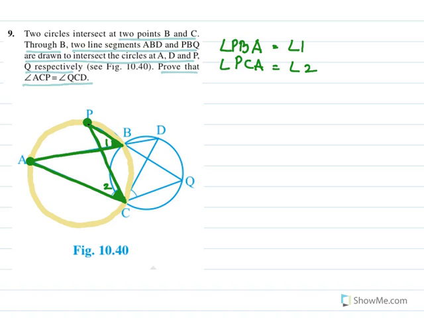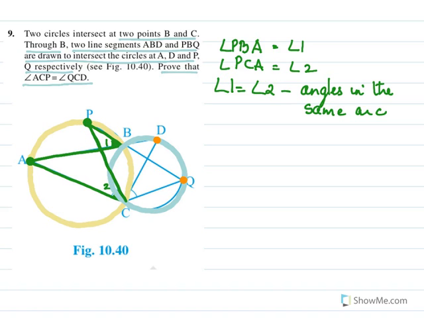Let me just repeat this. This is PBA, which is angle 1, and then we have PCA, which is angle 2. And we can say angle 1 equal to angle 2, angles in the same arc. Now we take up the next circle. We'll take up this circle, and if we take up the arc DQ, from arc DQ we can draw two angles.